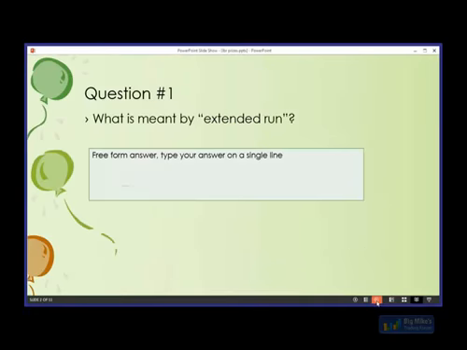What is meant by extended run? There you go. 7 closes on one side of the 5 SMA. So A.